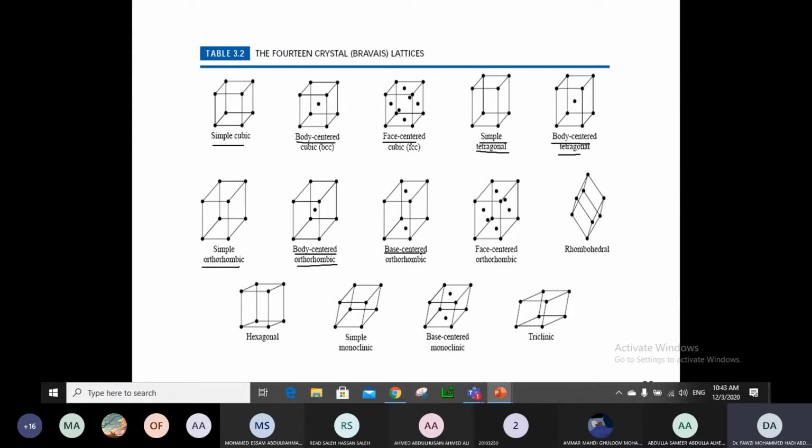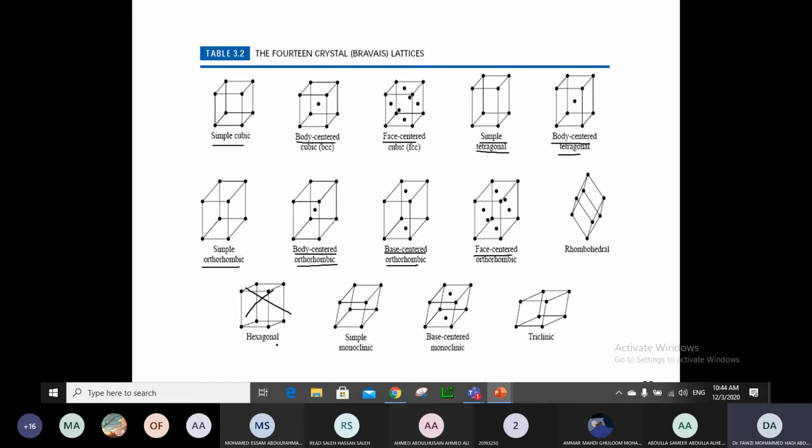You have a base center. You have atoms in the base, as you could see. It is orthorhombic again, and the same as the simple orthorhombic, but you have atoms in the base, basically. That is why it is called base center. You have face center orthorhombic, rhombahedral. You have hexagonal. Of course, this is not correct.